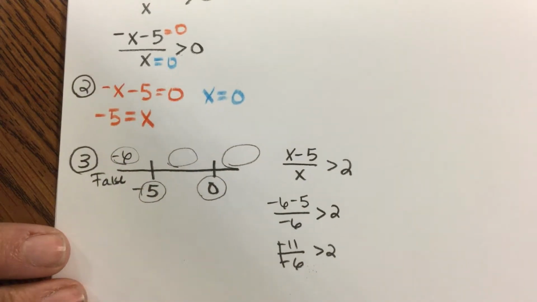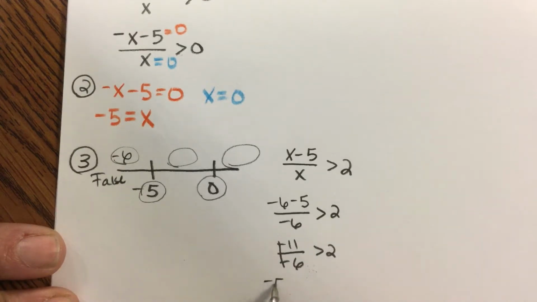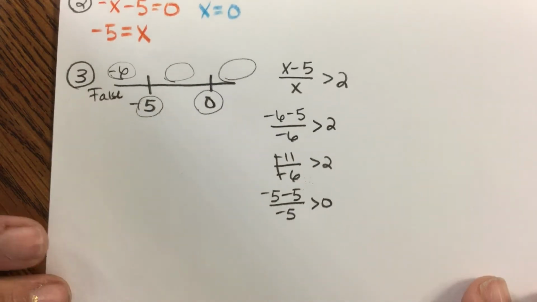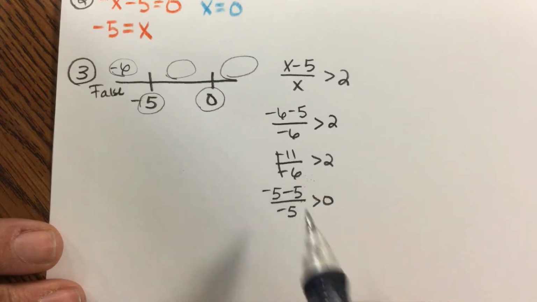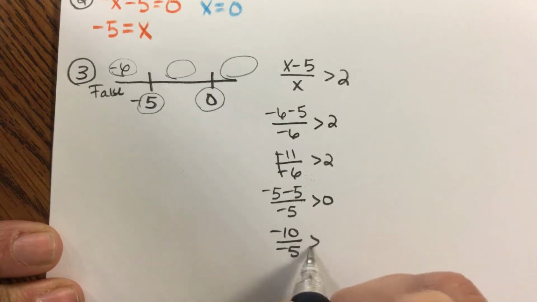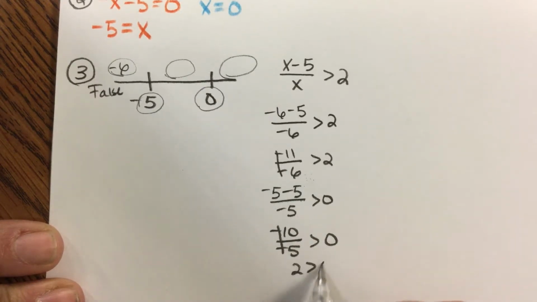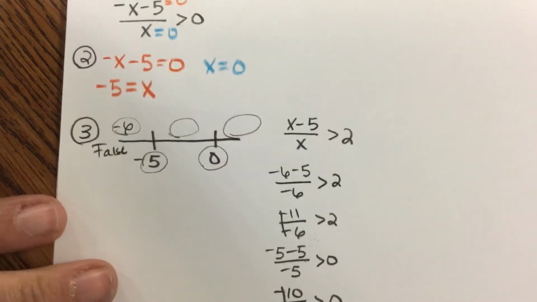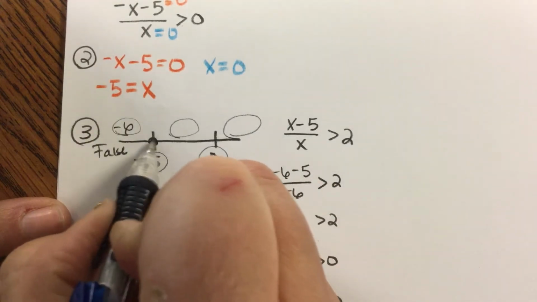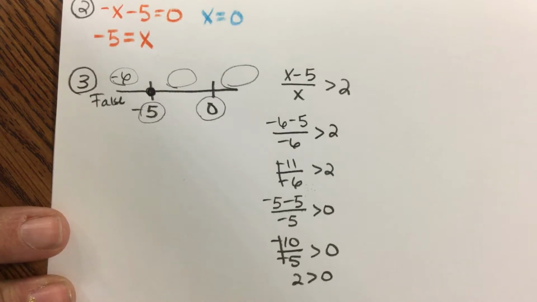Okay, let's try plugging in negative 5. Negative 5 minus 5 all over negative 5 has to be greater than or equal to 2. Negative plus a negative makes negative 10 all over negative 5 equals 2. Two negatives make a positive. 2 is greater than or equal to 2. Therefore, closed circle. That is a true statement. So we can include it since it's a true statement.